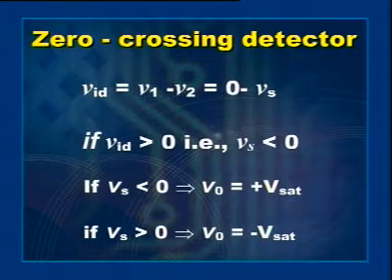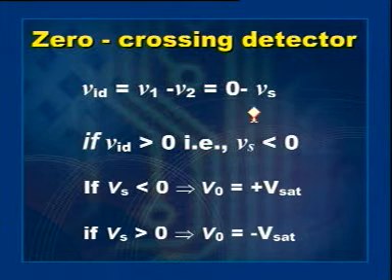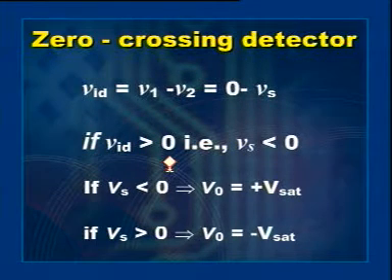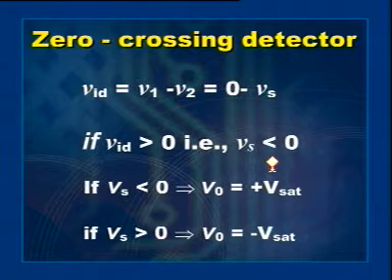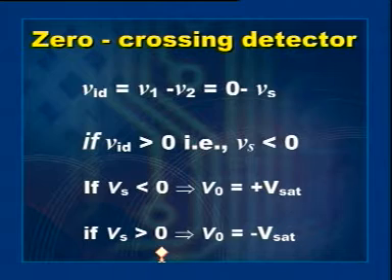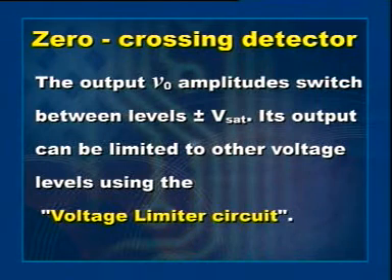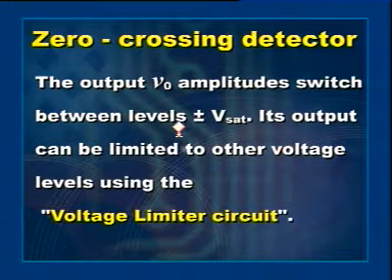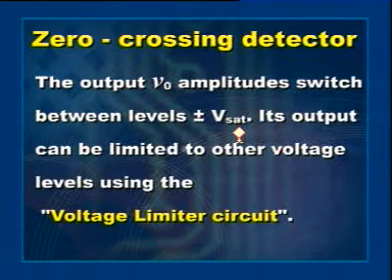Here VID equal to V1 minus V2, that equal to 0 minus Vs, since V reference equal to 0. Therefore, if VID is greater than 0, that is Vs less than 0, we will get V naught equal to plus Vsat, and when Vs is greater than 0, we will get V naught equal to minus Vsat. The output voltage amplitudes switch between levels plus or minus Vsat.